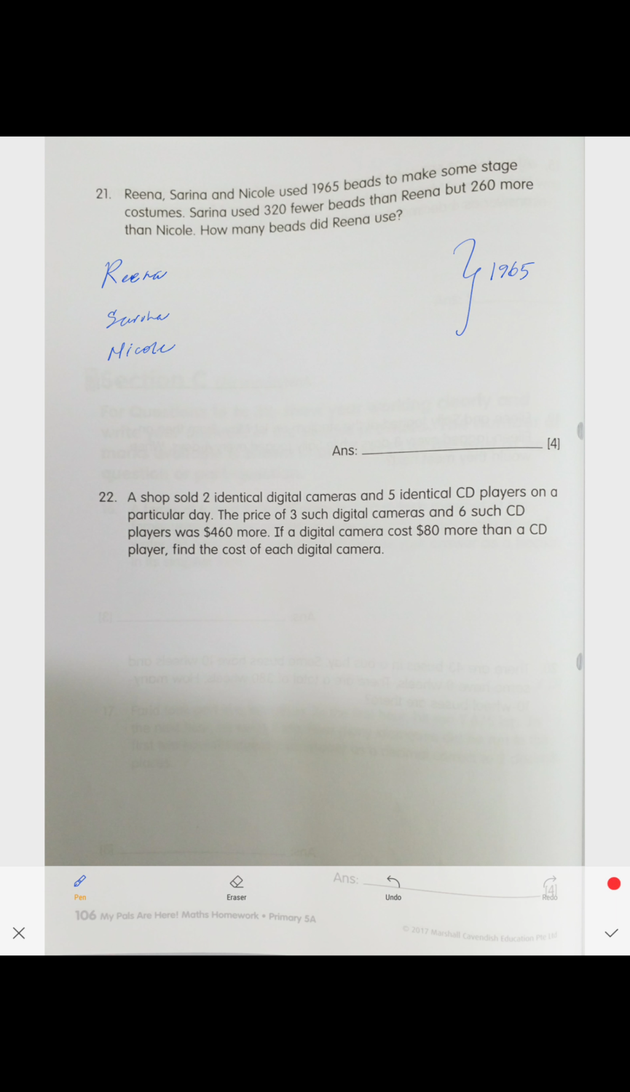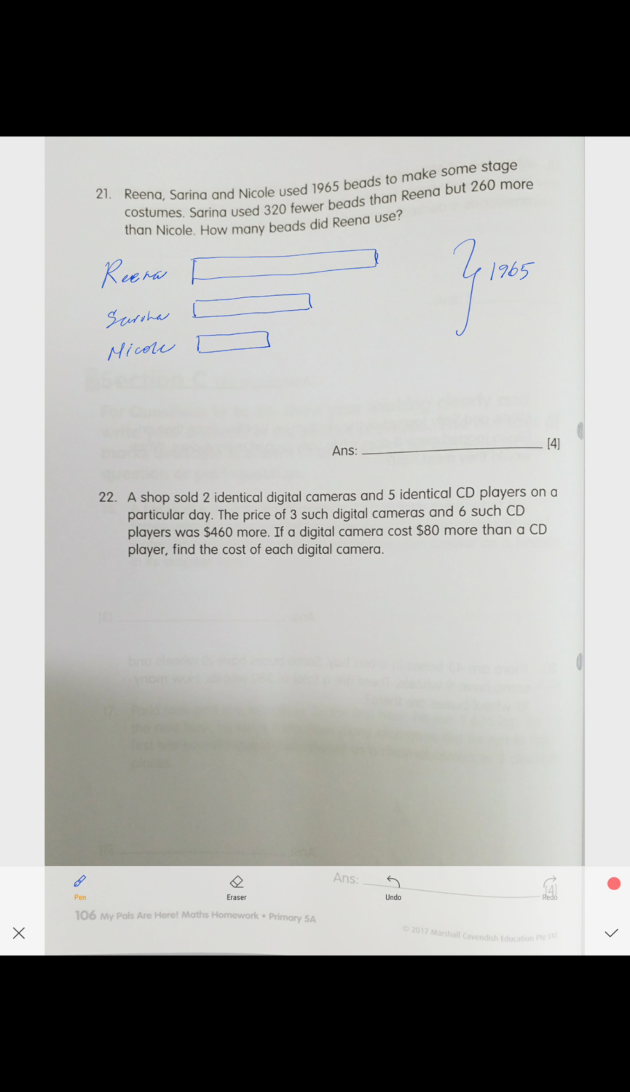And now they tell us Serena used 320 fewer bits than Rina, but 260 more than Nicole. This girl has fewer than Rina, but more than Nicole. So whatever you draw, there's going to be the biggest unit bar, a middle-sized one, and the smallest unit bar. Rina used the most, Serena used a moderate amount, and Nicole used the least of the bits, right?